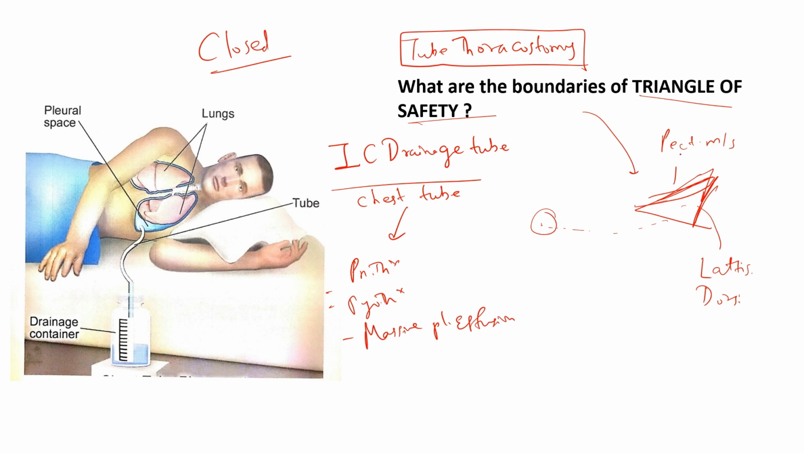You can safely insert the ICD tube in this triangle. And where exactly with respect to the ribs? You know that the lower end of the ribs has neurovascular structures. That is why we usually keep the drain at the upper end of the lower rib. So this is where we keep the drain.